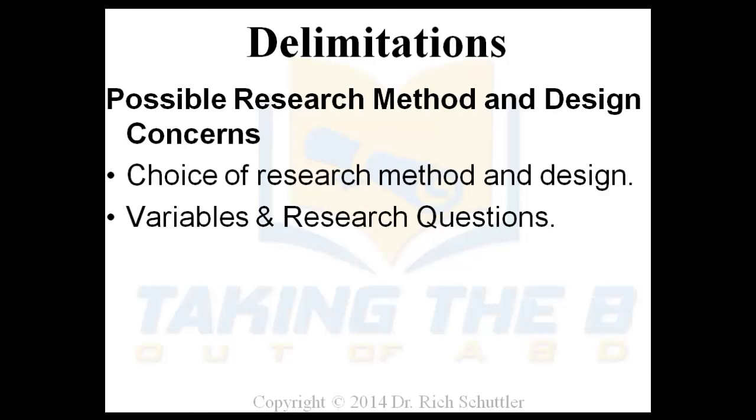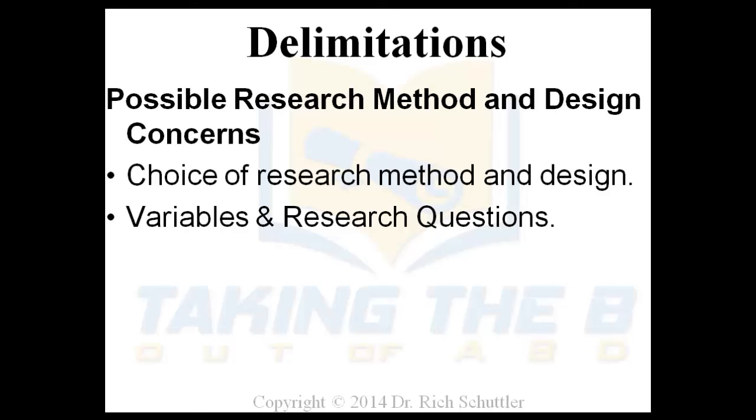The delimiting factors could deal with variables and research questions. You may realize that you only want to do 1 or 2 or 3 independent variables, therefore give you 3 research questions, as compared to somebody else who may decide that they wanted 6 variables and therefore 6 research questions.